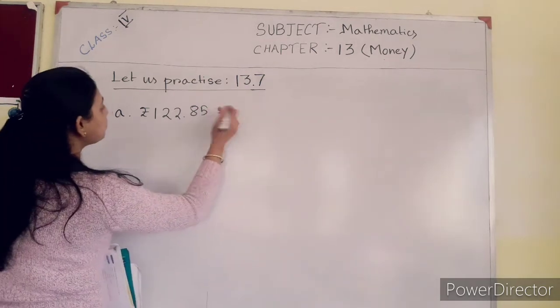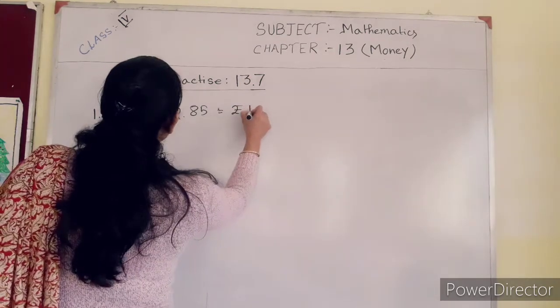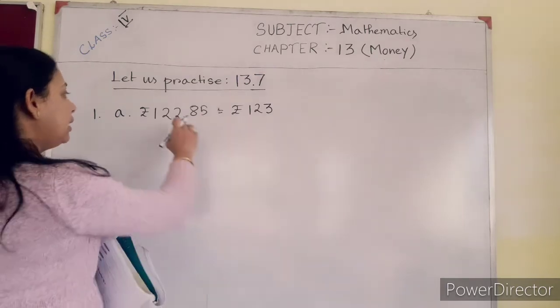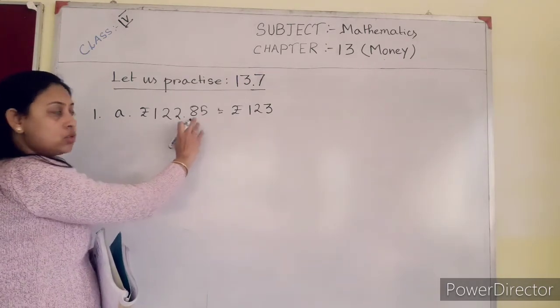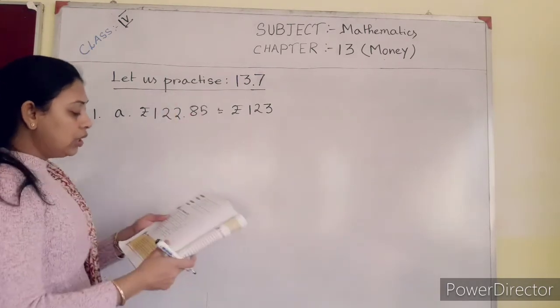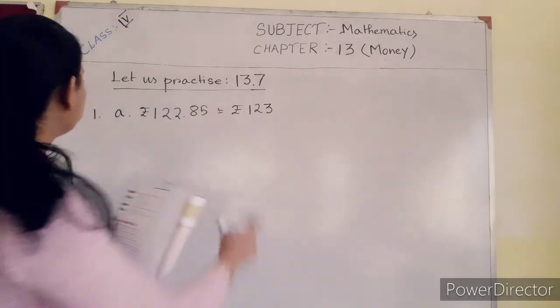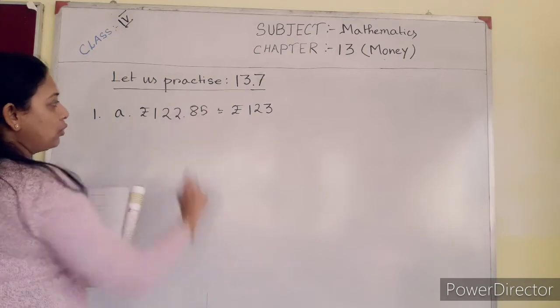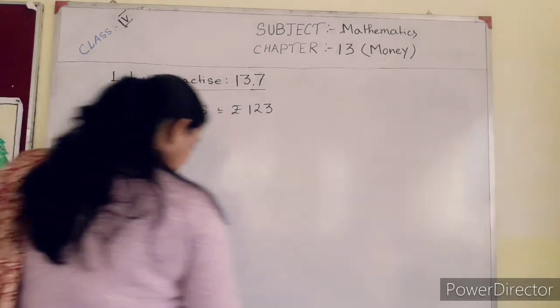So it will be 100. 85 is nearest to 100. So 85 paise rounding to the nearest rupee is 1 rupee. So you have to add 1 rupee with rupees 122 and your answer will be rupees 123.